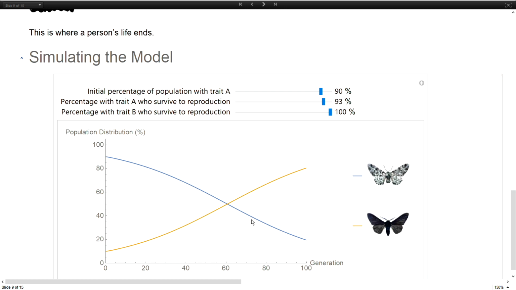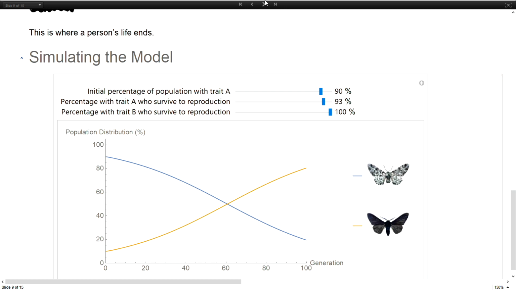Now, after just a few years, after just a few generations, even though they were very, very uncommon before the Industrial Revolution, sometime after, the black moths were actually the most common. So that is one of the things that we can describe with this model.